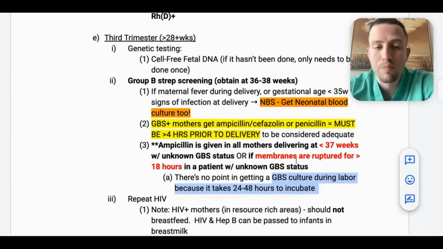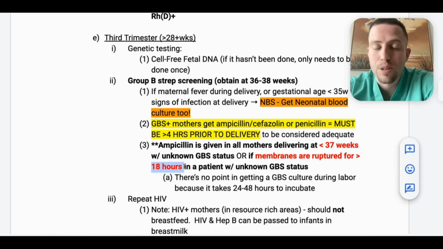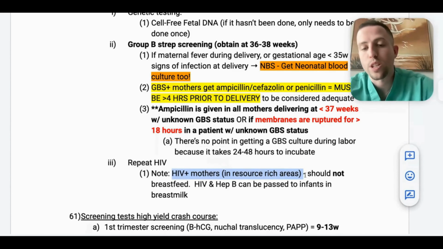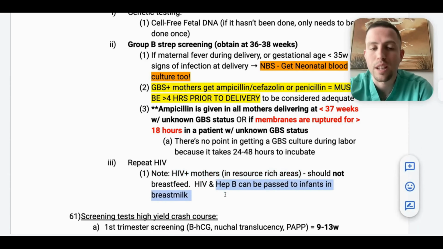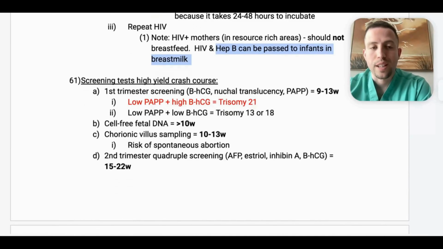But make sure that you know that if you don't know the Group B strep status of the mom and they deliver at less than 37 weeks, you give ampicillin, or if their membranes are ruptured for over 18 hours. I've seen both of those tested. And in the third trimester, you can repeat the HIV test. Remember, HIV-positive mothers in resource-rich areas should not breastfeed because HIV and Hep B can be passed on to infants in the breast milk. Now let's do kind of like a quick crash course review of screening tests.